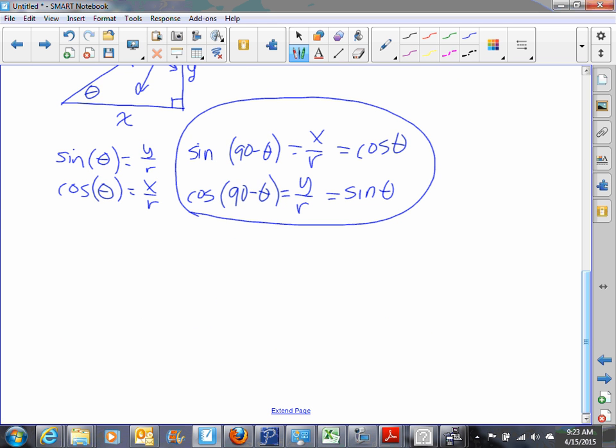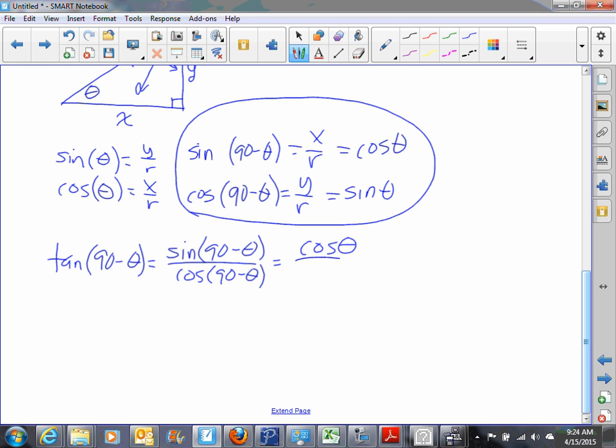We know that the tangent of 90 minus theta is equal to, from an identity we did a little bit earlier, the sine of 90 minus theta over the cosine of 90 minus theta. But we know from these identities right here that the sine of 90 minus theta is the cosine of theta. And we know that the cosine of 90 minus theta, by these two identities right here, is the sine of theta. And from earlier, we found that the cosine of theta over the sine of theta was another way of writing the cotangent of theta.